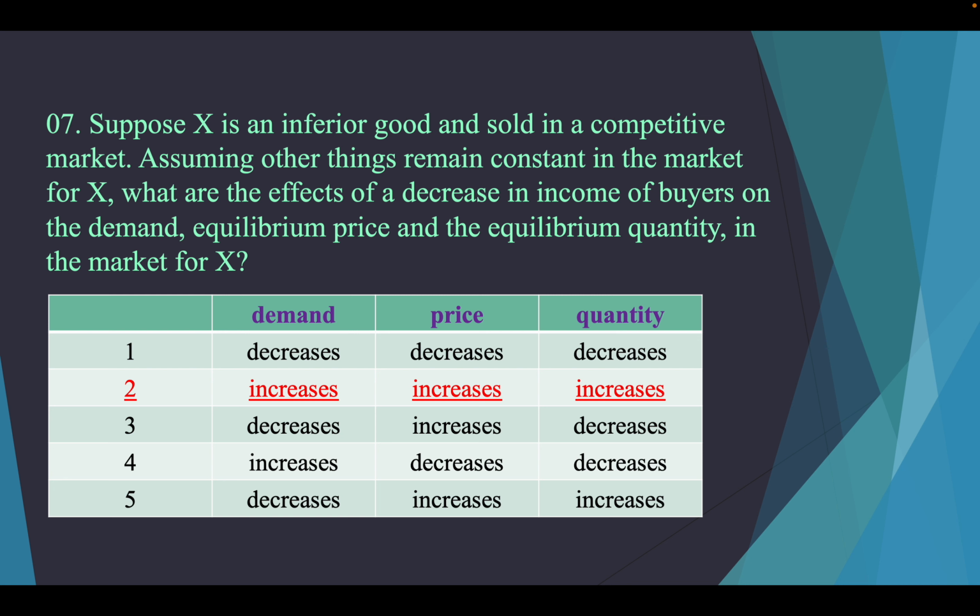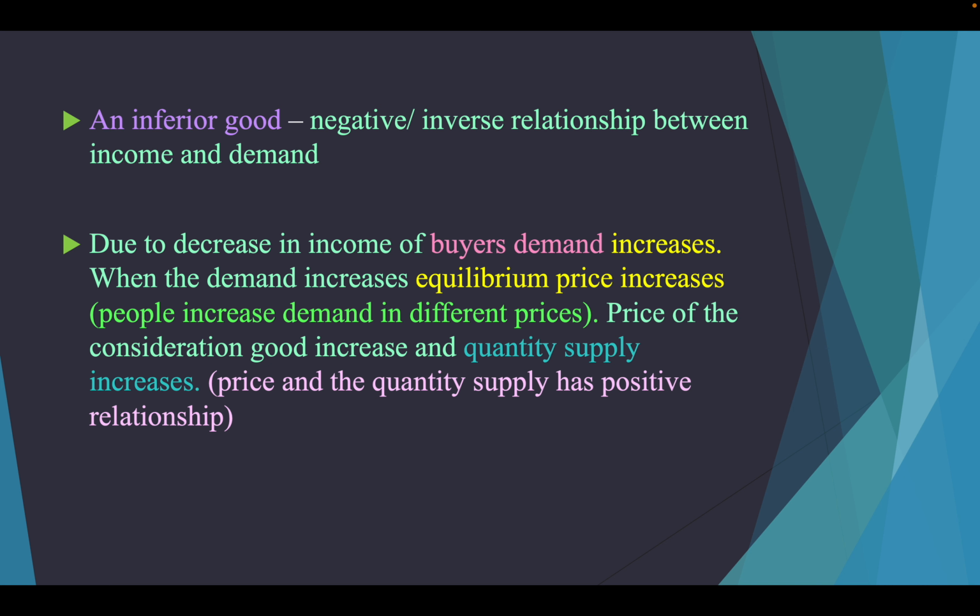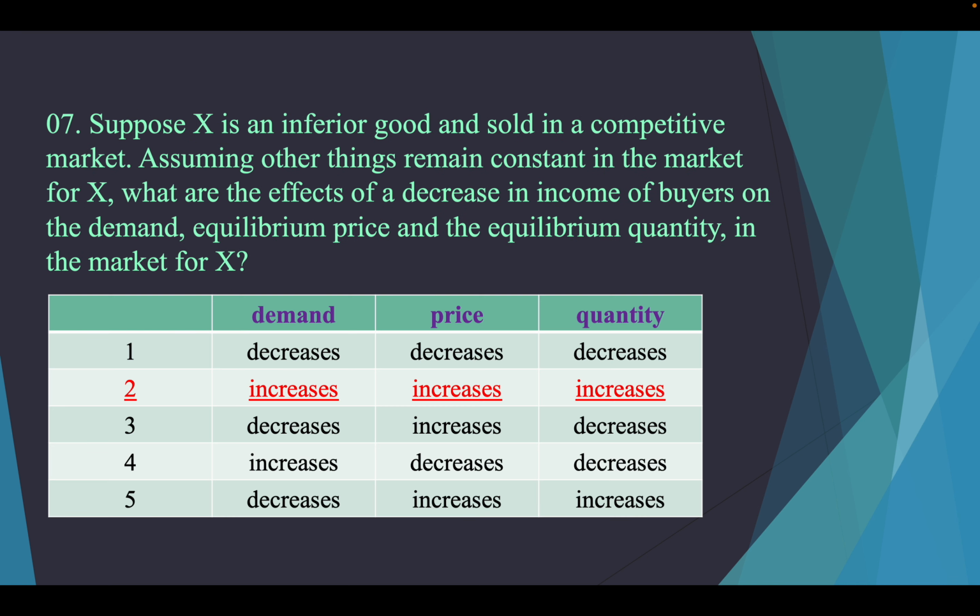The prices, what happened? Increasing. So that's why the prices increase. When the demand increases, the prices also increase, because we like to demand more at different prices, because we need to take that good. When the price increases, what happens to the supply? Quantity supplied is increasing. Why? Because there is a positive relationship between price and quantity supplied. That is why they supply more, because when the price increases, they like to gain more profit, so they supply more. That is why the quantity increases.